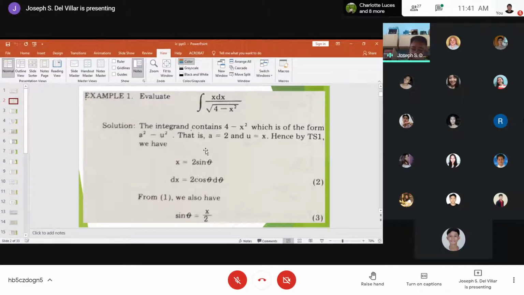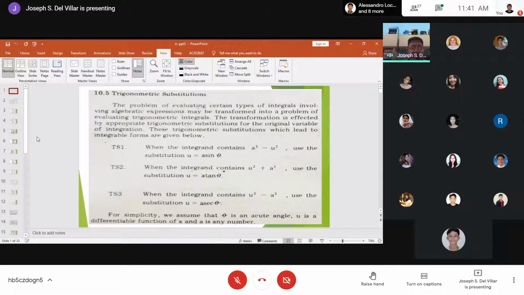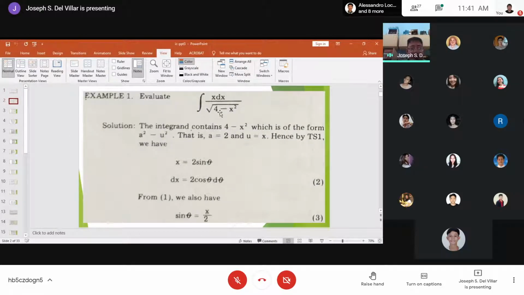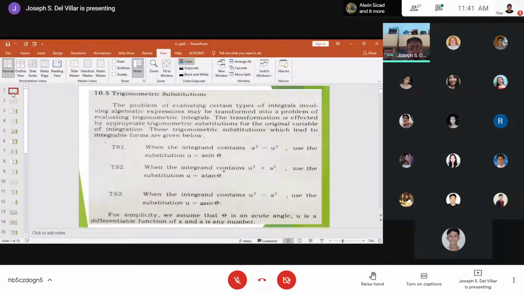So halimbawa dito, no? Paano nyo do-draw yung right triangle? Is after letting u be equal to a sine theta. Okay? So dito baga, given is x dx all over the square root of 4 minus x squared. So it follows, anong formula to? Yung may minus, constant, di ba? Minus the variable squared. So dito siya. Ito, formula ng case number 1. Okay? Kasi a squared, constant squared minus the variable squared.